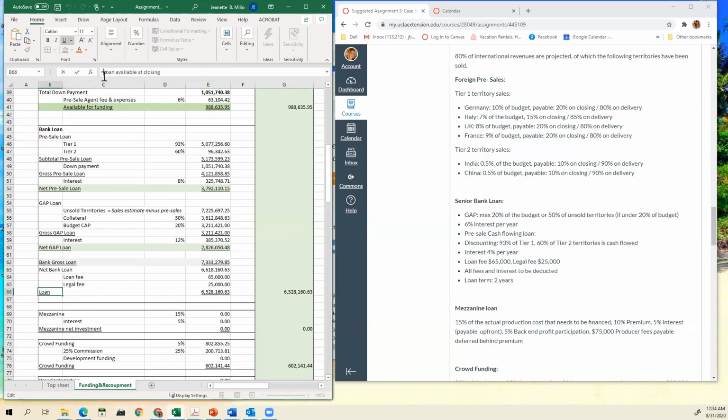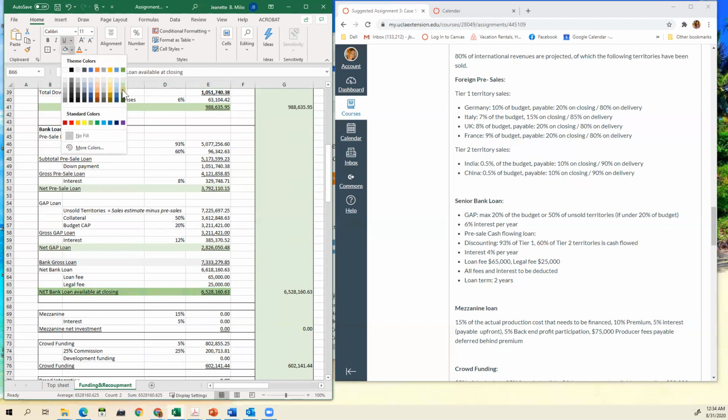I'm going to write that down, net bank loan, so you know what this is, of 6,528,160.63. So I'm going to mark this so we know this is money that we have available. So there we go. Available for funding. Let's take this grade. So this is now.